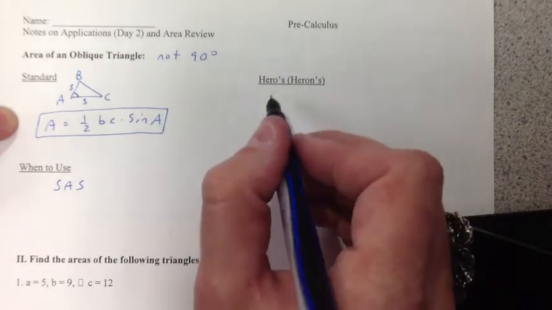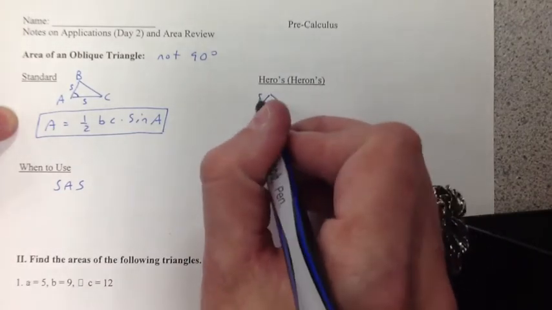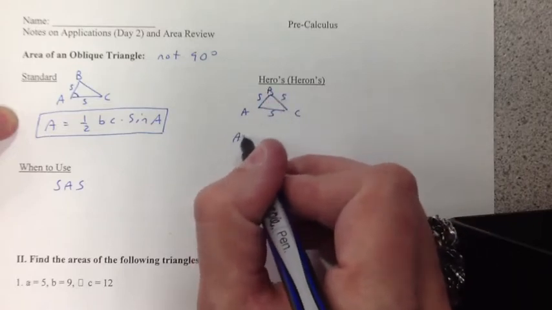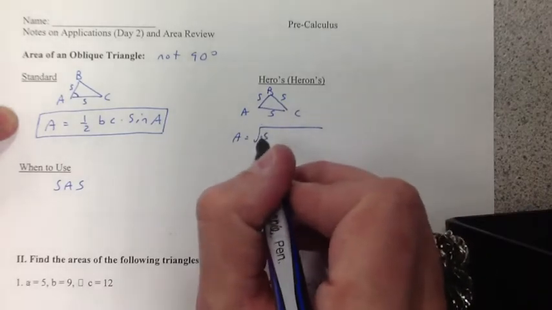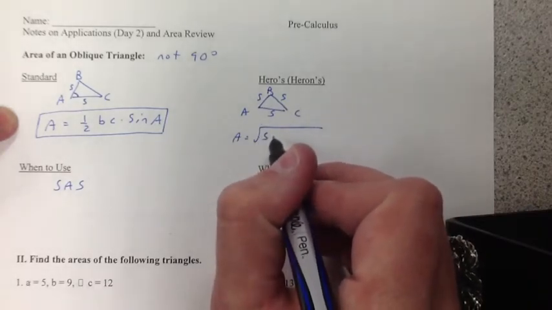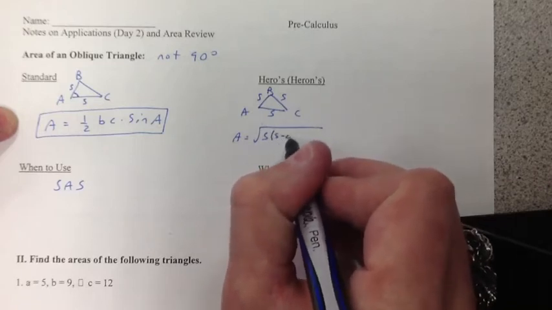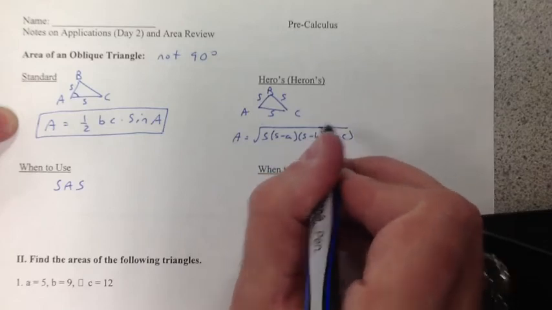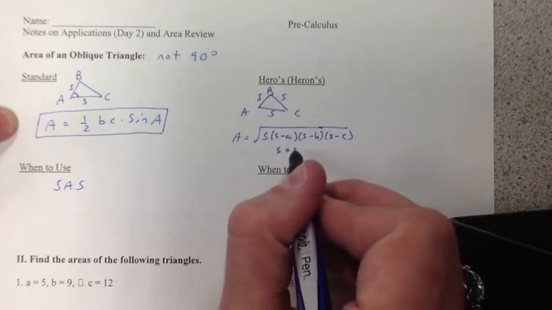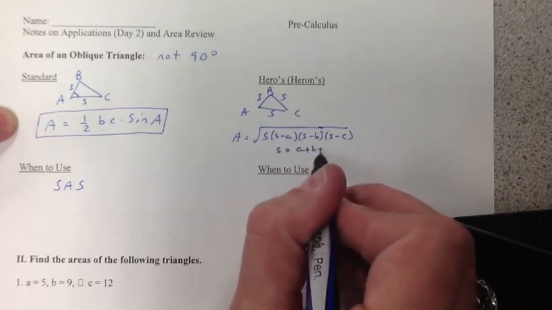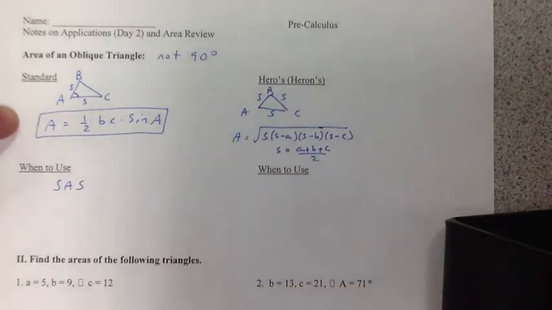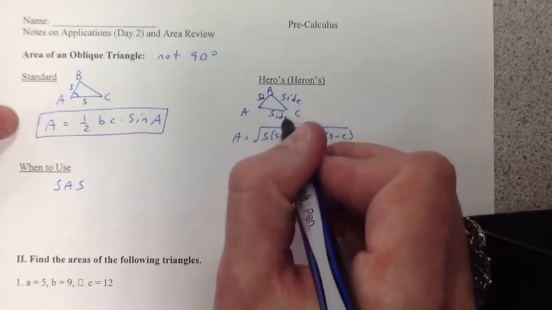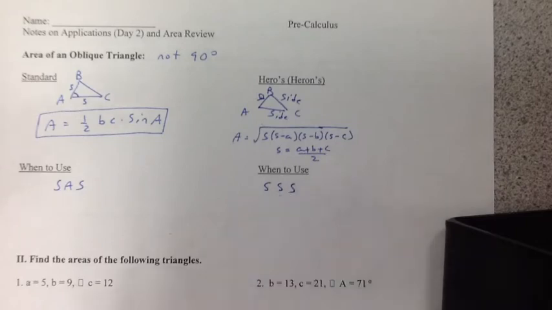Heron's formula occurs when you're given all three sides of a triangle ABC. And to get its area, it's the square root of s times (s minus a), (s minus b), and (s minus c). Remember, s is what we call the semi-perimeter, where you can take a plus b plus c all over 2. And again, when to use it, remember this is side, side, side.